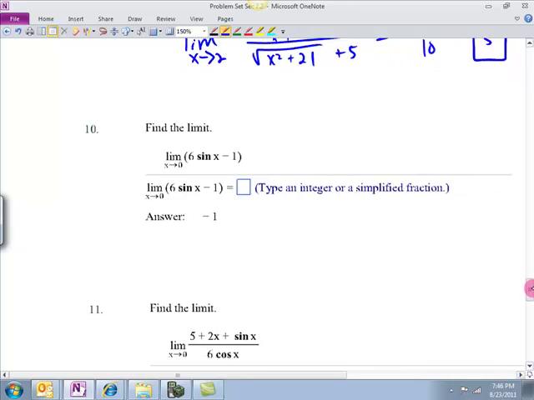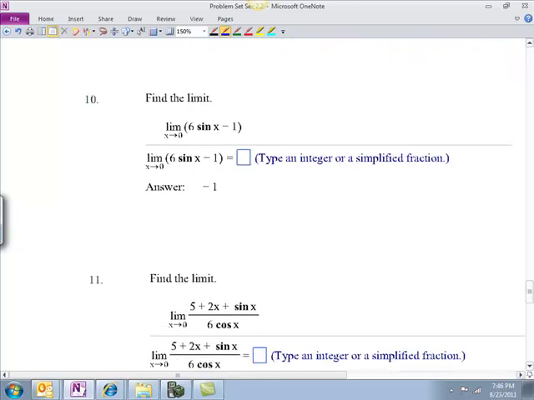Okay, that's a trig one. Okay, can we just direct substitute? Can we take the sine of 0? What is it? 0? Okay, so if I plug in 0, I get 6 times 0 minus 1, so what's my limit? -1. Okay.